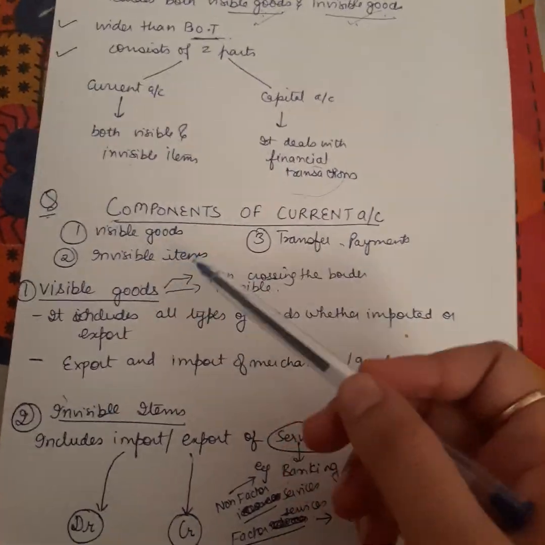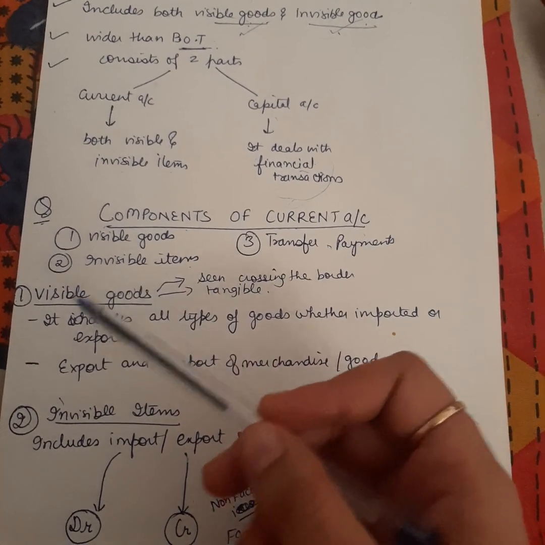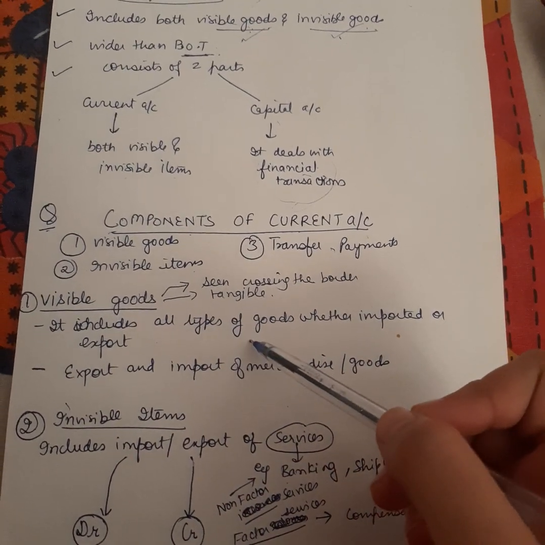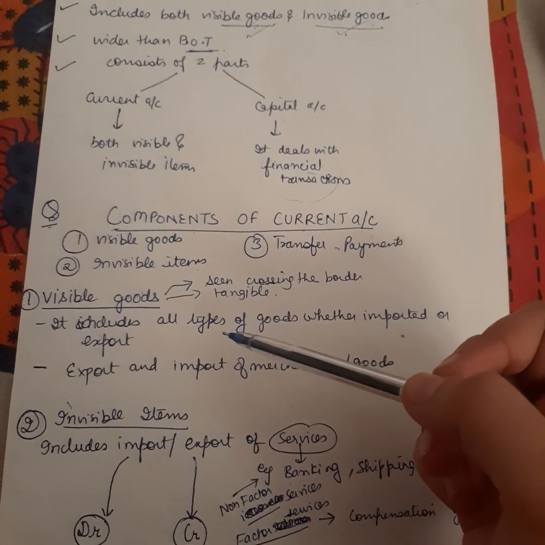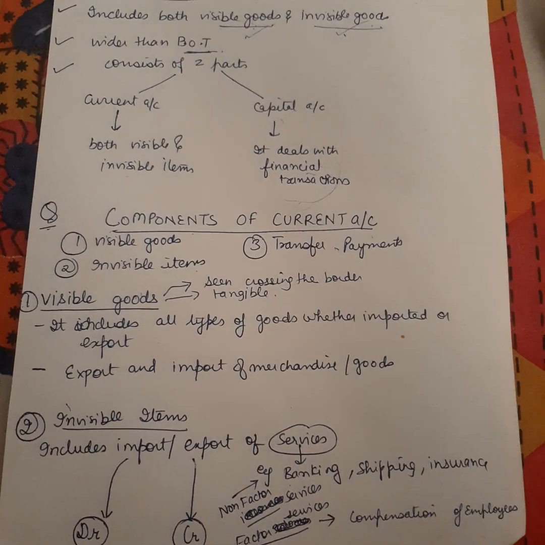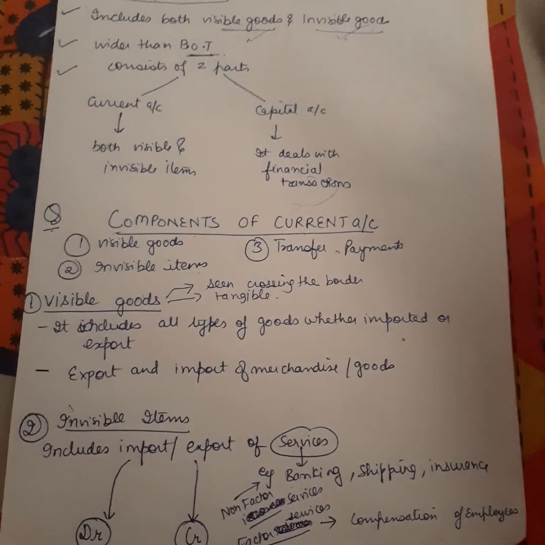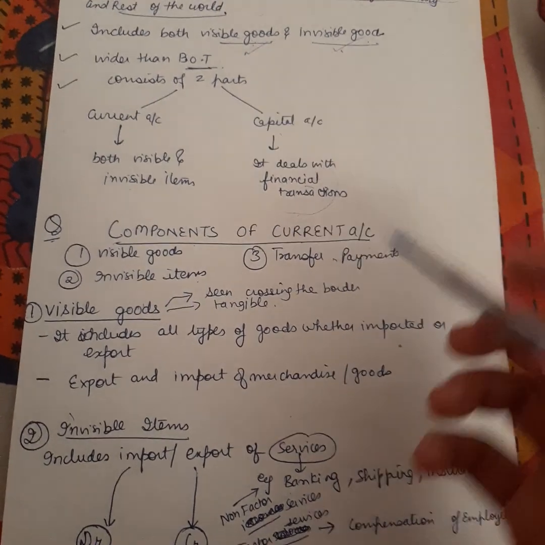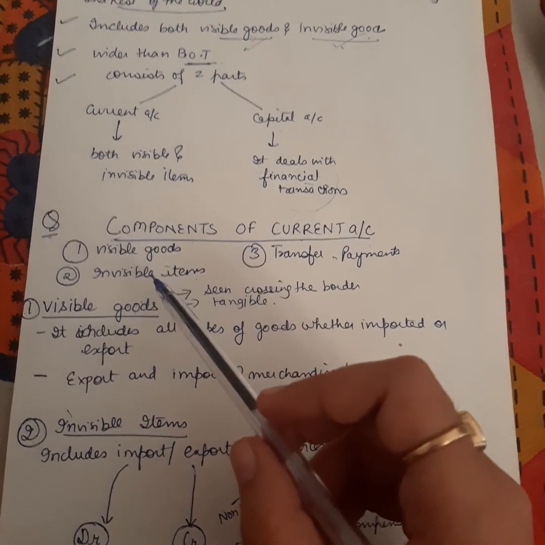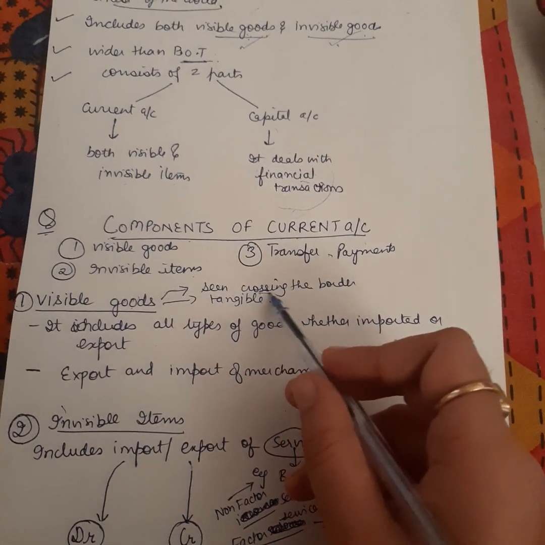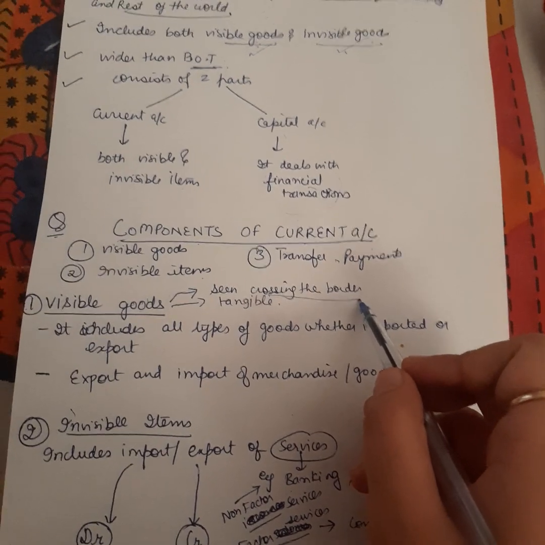So, the first one is visible goods. It includes all types of goods, whether imported or exported. Okay, now what are goods? Goods are the things which can be seen, they are tangible. Okay, I can touch it. Now, in what sense they are visible goods? They are visible in the sense that they can be seen crossing the border of a country.